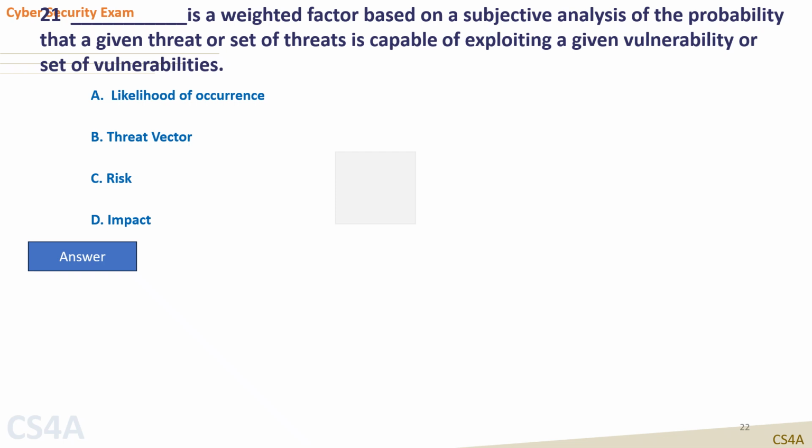Here the question is, DAS is a weighted factor based on subjective analysis of the probability that a given threat or set of threats is capable of exploiting a given vulnerability or set of vulnerabilities. So what does that mean? Likelihood of occurrence, threat vector, risk or impact. Here the keywords are the probability and the weighted factor. So it's clearly defined, a likelihood of occurrence of risk. So the answer is A.